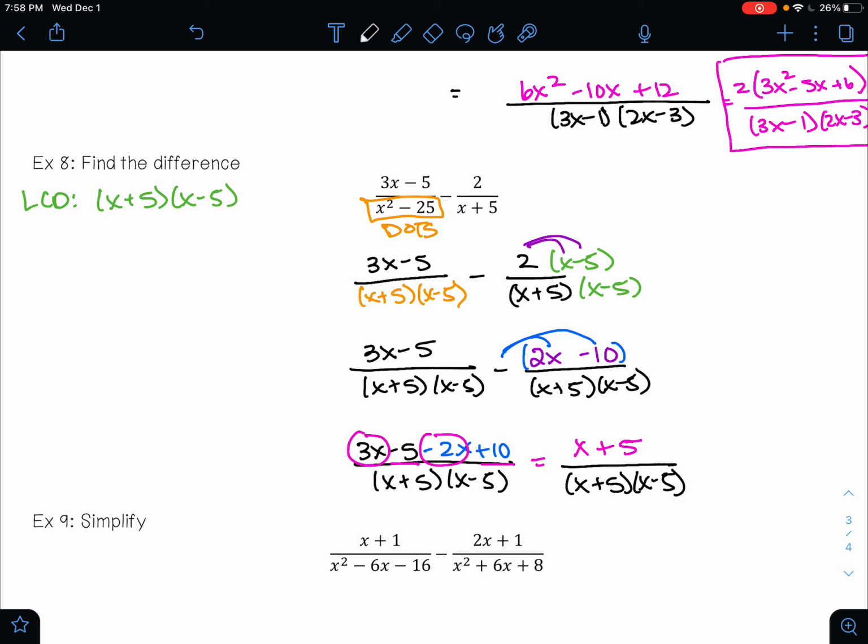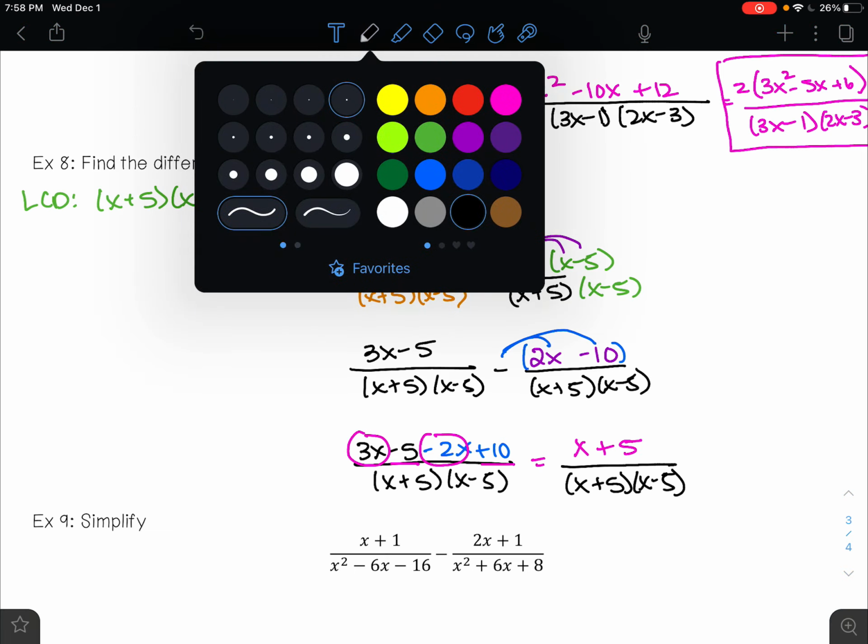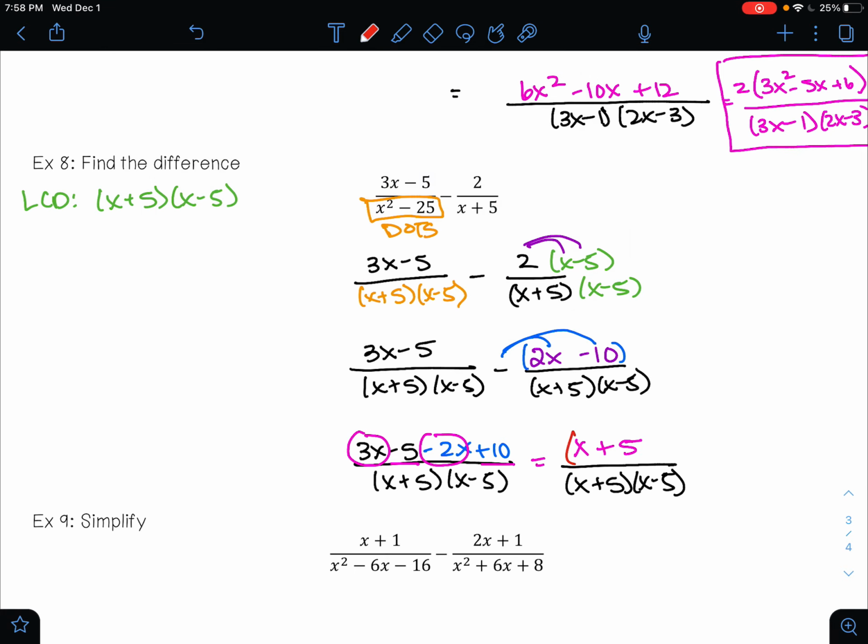Well, it looks like I have a common factor in my numerator and my denominator. I both have an x plus 5. x plus 5 divided by x plus 5 is 1. So that means that I have 1 divided by x minus 5 as my fraction. This is my answer.